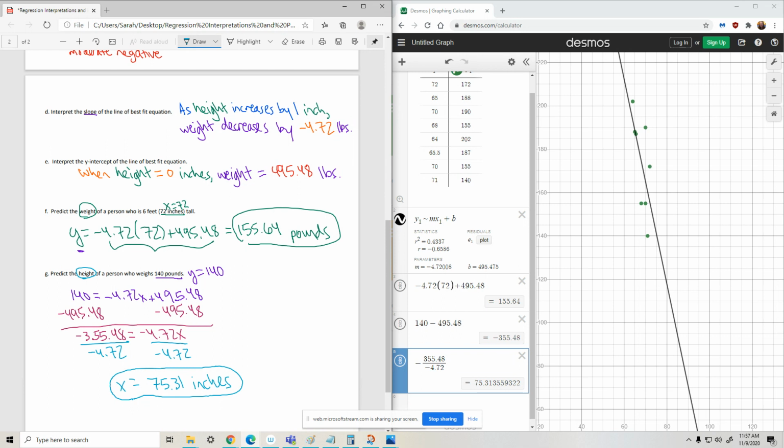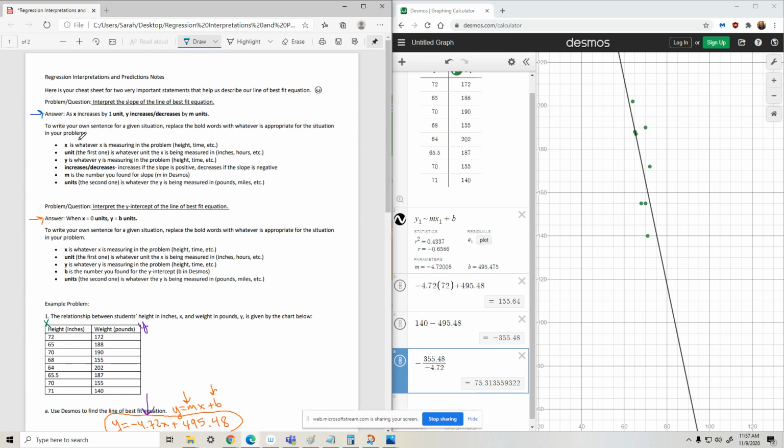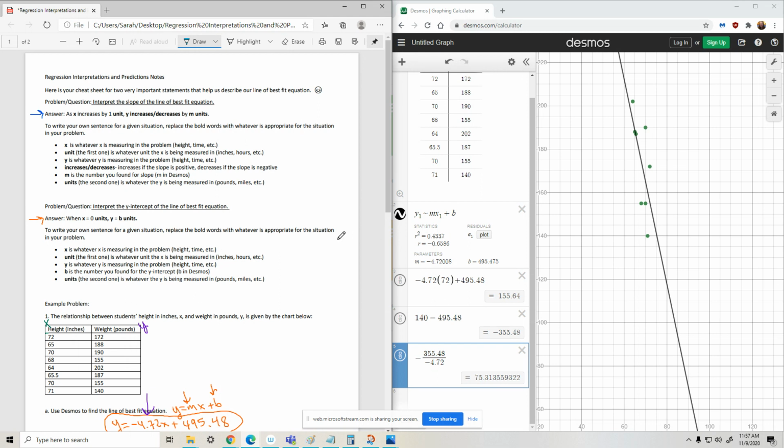That is it for today. So again, all of this is things we've done before, except for these sentences. When you're writing your slope and your y-intercept sentences, use your cheat sheet and fill in the appropriate things for x, y, units, m, and b, according to whatever happens in the equation that Desmos gives you.